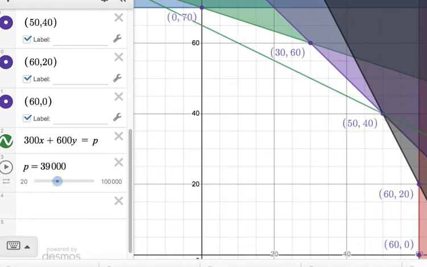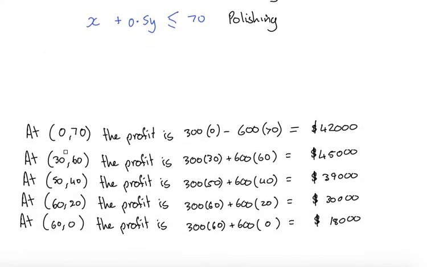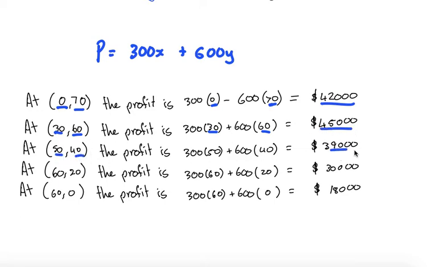So I'll go back to the previous screen and we have a look at this. So here we've got all the points. Now we need the profit equation. So the profit equation was, I think it was 300x plus 600y. That's for our profit. So by using the point 0, 70, I put 0 for x, 70 for y to get my profit. Do the same for 30 and 60, put 30, 60 to get the profit. Same for 50, 40, and so on, and we get all the profits at the vertices.